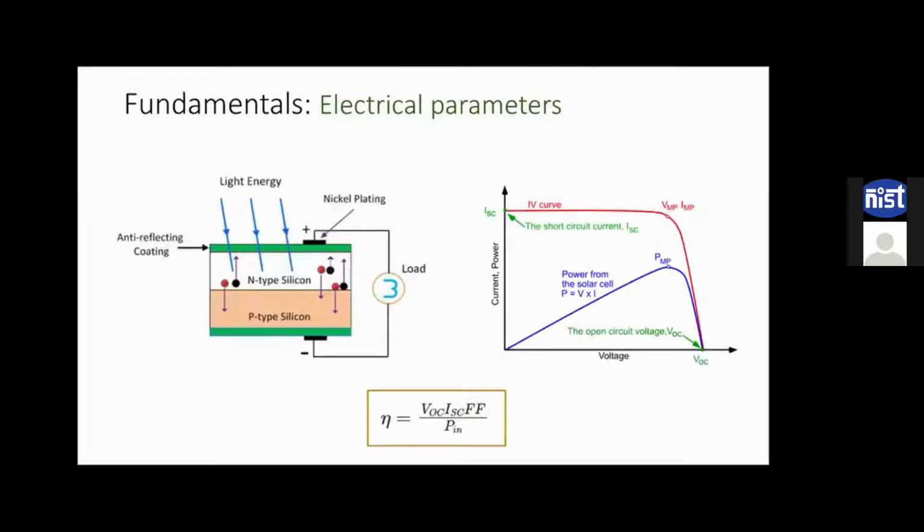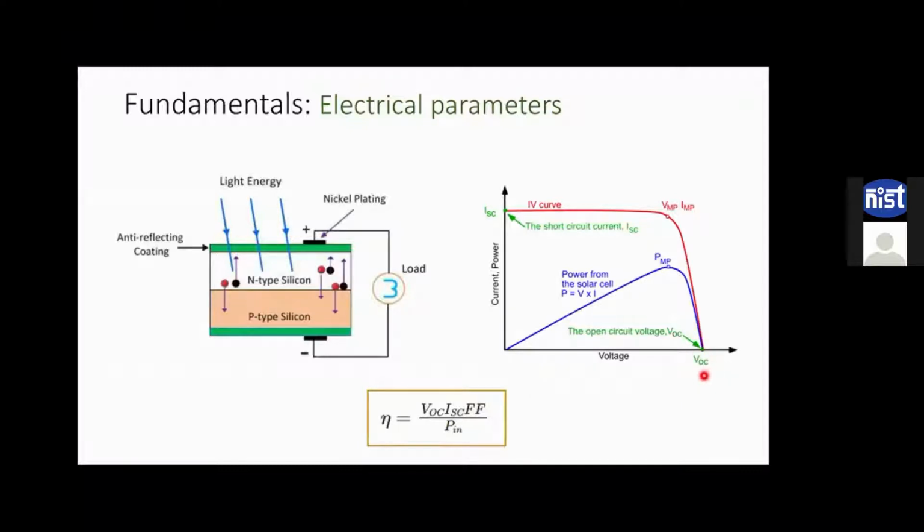So what is the maximum amount of power that we can get from a solar cell? The maximum amount of power that we can get from a solar cell is expressed by the efficiency. This Pin is the power that is coming from the sun, and each parameter of this equation can be intuitively understood well if we look at the current voltage characteristics of this solar cell.